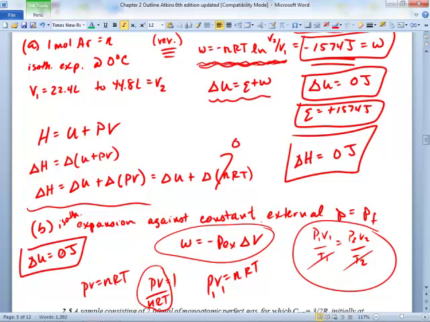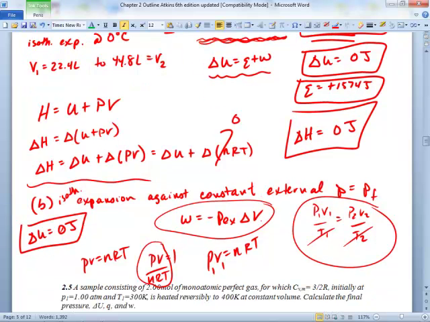Anyway, delta V. That has to be in what units? Cubic meters. Right. What's the easy way to go from liters to cubic meters? One milliliter is a cubic centimeter. That works. Or a liter is a cubic decimeter. So it'll work out either way. So we can get a number for W in joules. Done.